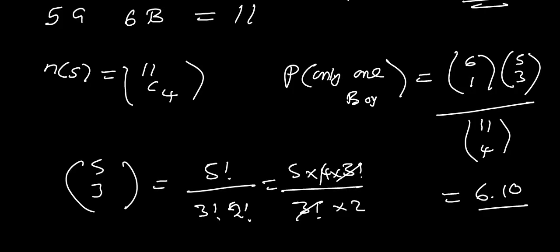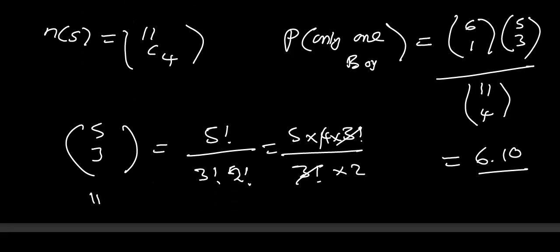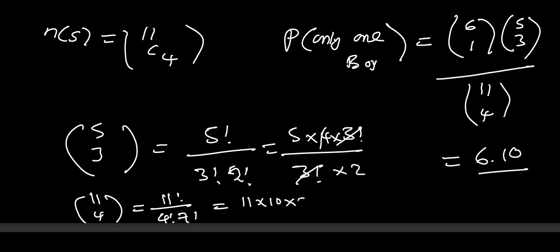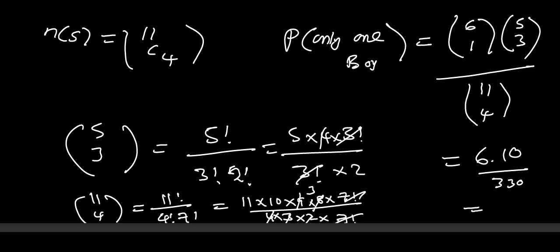Then 11 choose 4. That's going to be 11 factorial over 4 factorial times 11 minus 4, which is 7 factorial. That's going to be 11 times 10 times 9 times 8 times 7 factorial, over 4 factorial, which is 4, 3, 2, then there's a 7. The 7 goes. 4 and 8, the 8 goes. 3 goes, 3 goes. This is going to give us 110 times 3, which is 330, right? So if you punch this, it's going to give you 2 over 11 as your answer.